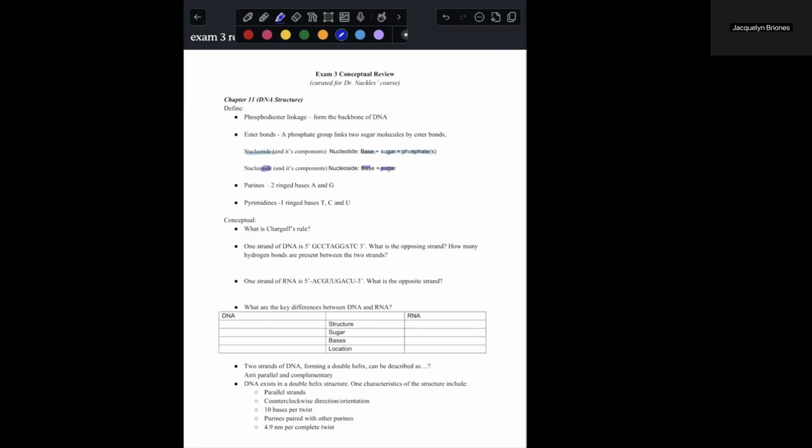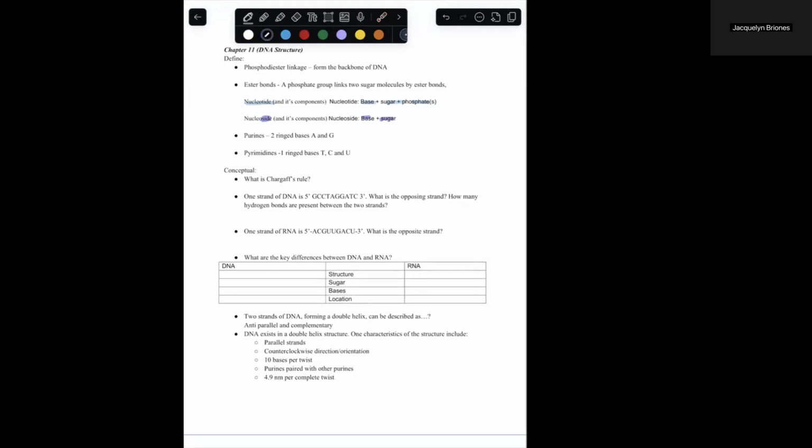Purines are two-ringed bases, and it's our A and our G. Pyrimidines are our one-ringed bases, and this is T, C, and U.